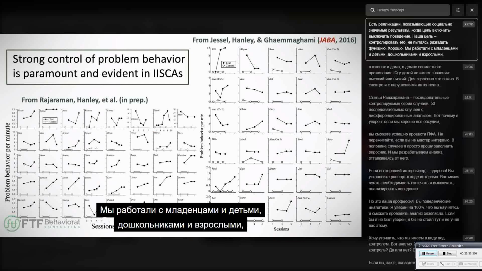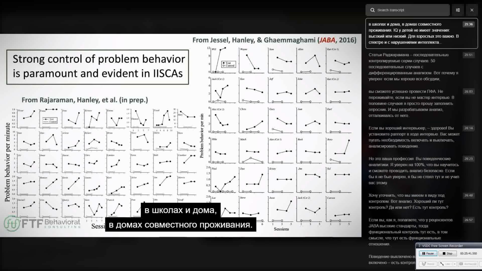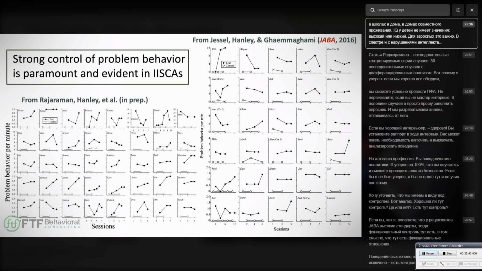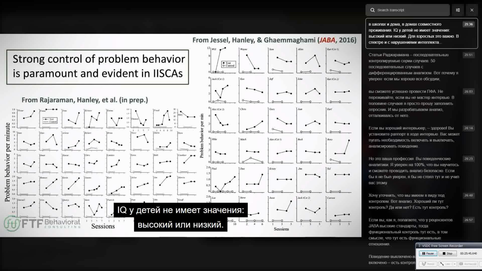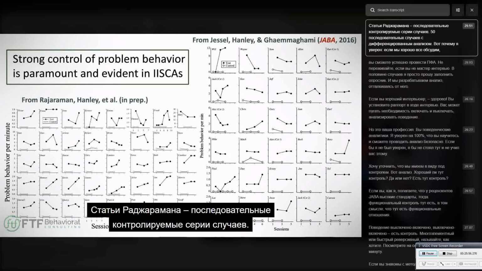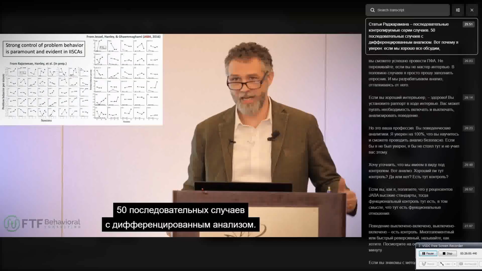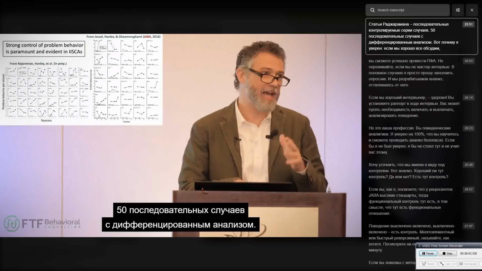We've done this with babies, we've done this with toddlers, preschoolers, adults, in schools, in homes, in group homes. Child, IQ doesn't matter. High IQ, low IQ. Adults, it does matter. On the spectrum or have an intellectual impairment. The Rajaraman paper is a consecutive controlled case series. 50 consecutive clients with a differentiated analysis.